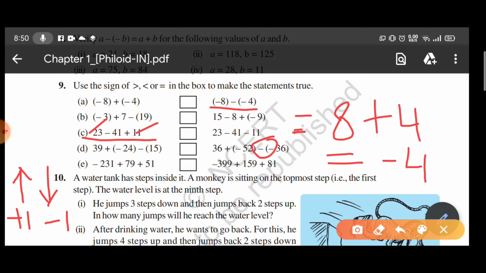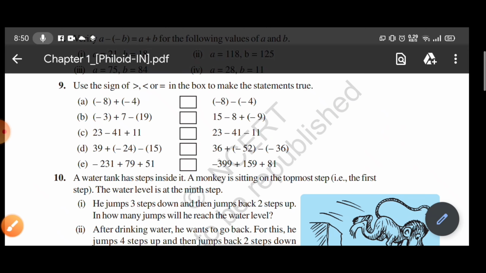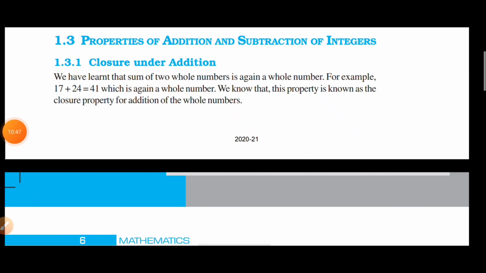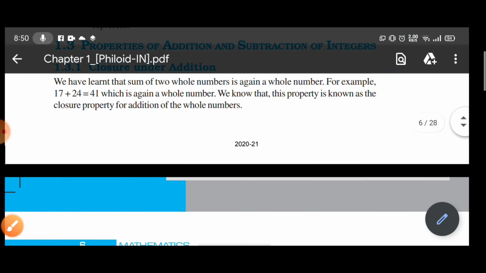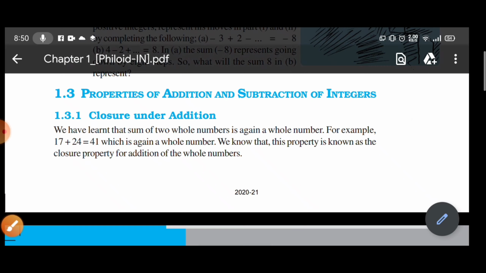Okay, so now the next exercise. In the next exercise, some properties are provided. For example, the closure property is provided over here. So what does closure property mean to you? Closure property means whenever you apply a particular mathematical operation, that is plus, minus, multiplication or division, whatever mathematical operation it is, for particular different situations we will find different properties. Here, the closure one.